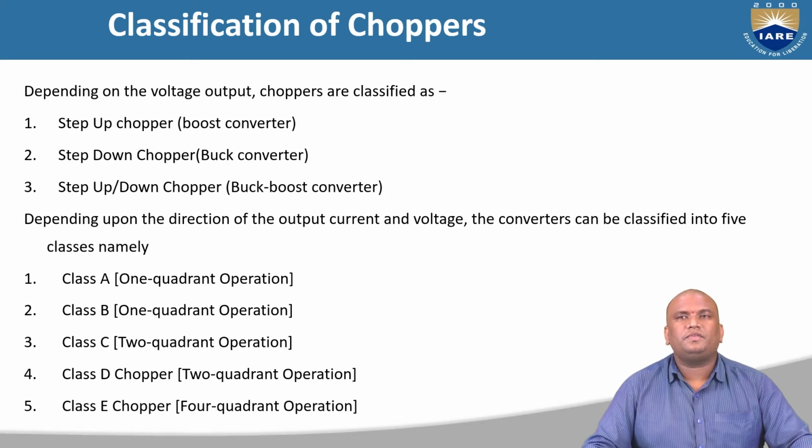Depending on the direction of the output current and voltage, the choppers are classified into 5 types: Class A, Class B, Class C, Class D, Class E choppers. Class A and Class B are one quadrant choppers, which produce the output voltage and current in only one quadrant. Class C and Class D choppers produce the output voltage and current in two quadrant modes, and in the Class E chopper we get all 4 quadrant operations.